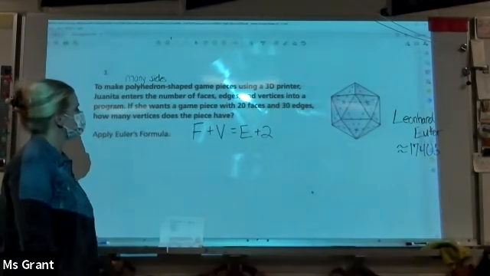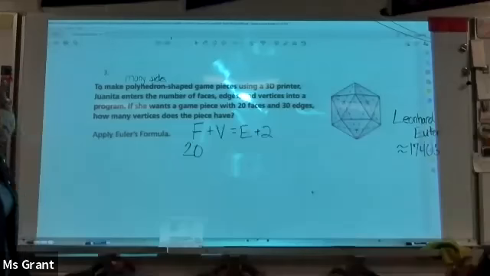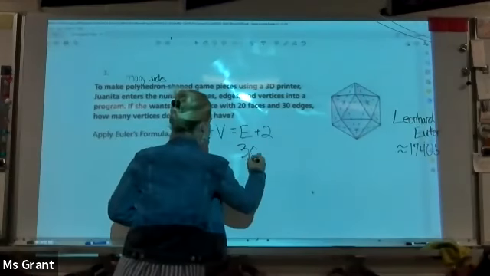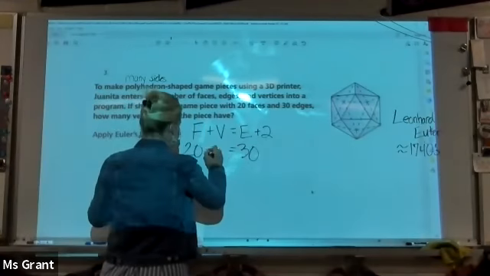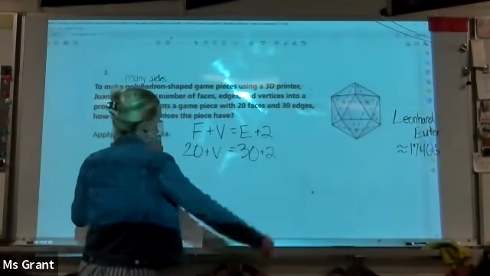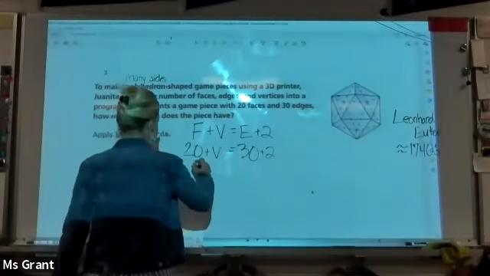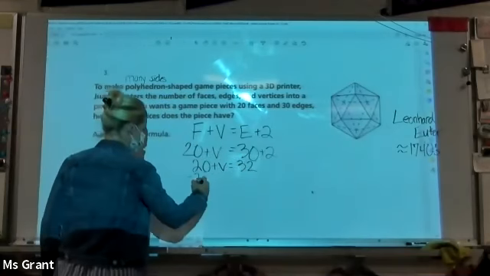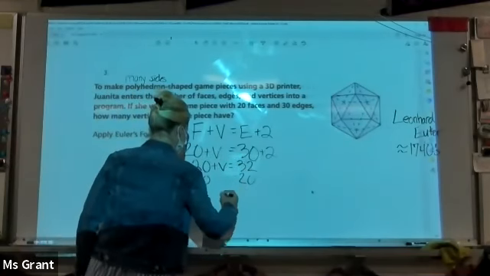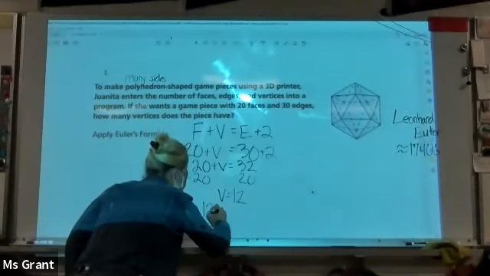So for faces, I'm going to put 20. For edges, I'm going to fill in 30. And I need to find the vertices. So obviously 20 plus V equals 32. Subtract 20. 12 vertices.